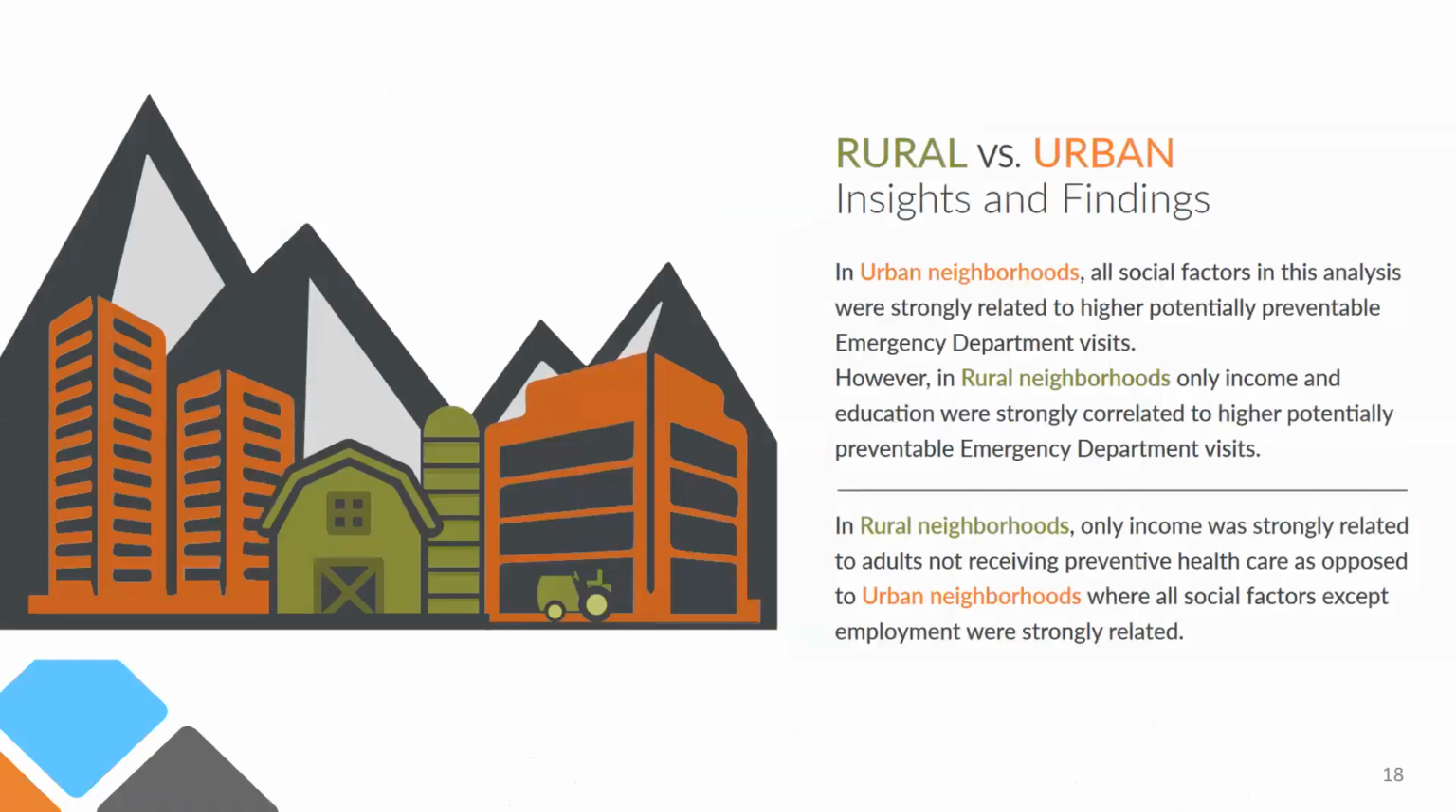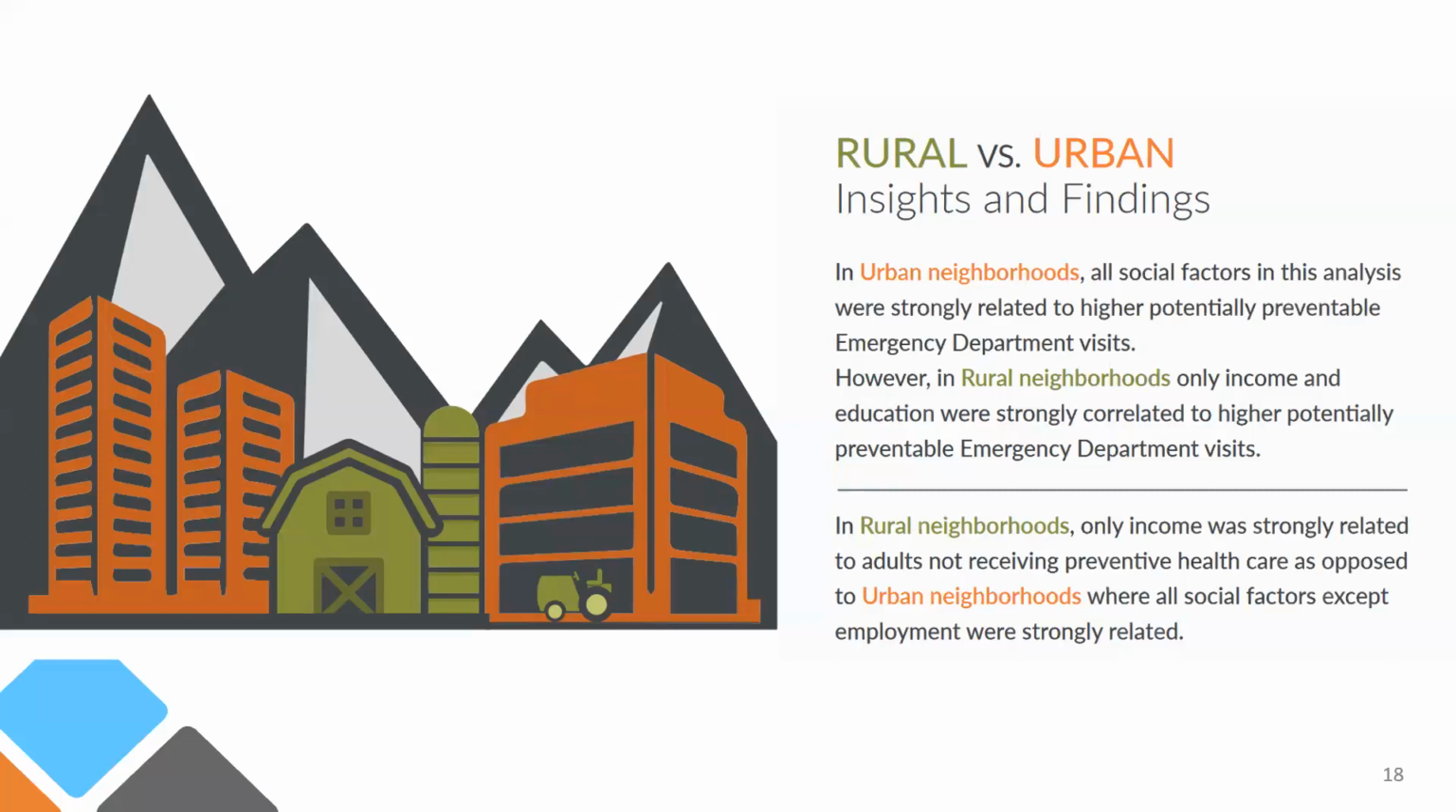We also dug deeper into rural versus urban, and Jamie's going to go into even more analysis of this, but just at a high level across all of Colorado, in urban neighborhoods, all of those social factors were strongly related to potentially preventable ED visits. However, when we looked at the rural neighborhoods, only income and education were strongly correlated with ED visits. So it's a bit of a different view when you look at rural versus urban.